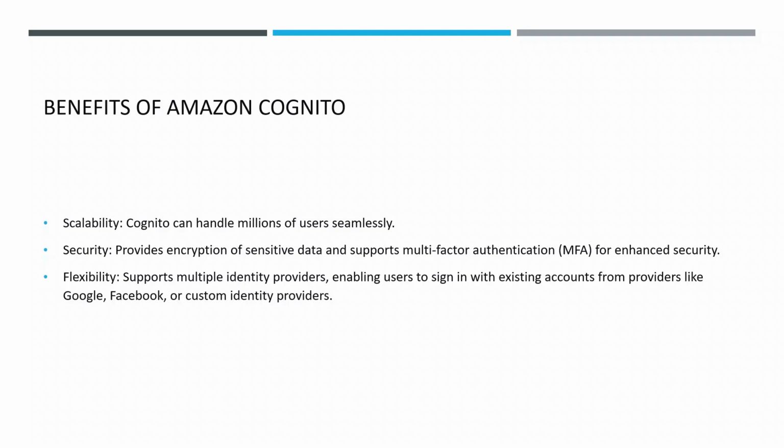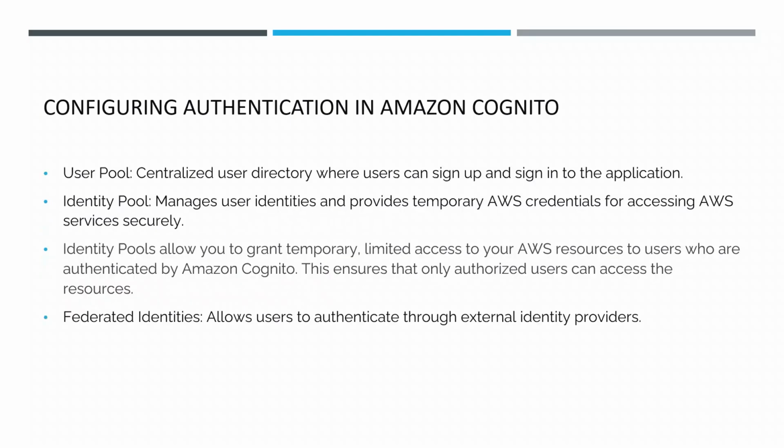And the next one is flexibility. Flexibility means it supports multiple identity providers, enabling users to sign in with existing accounts from providers like Google, Facebook, and custom identity providers, as we saw just now.